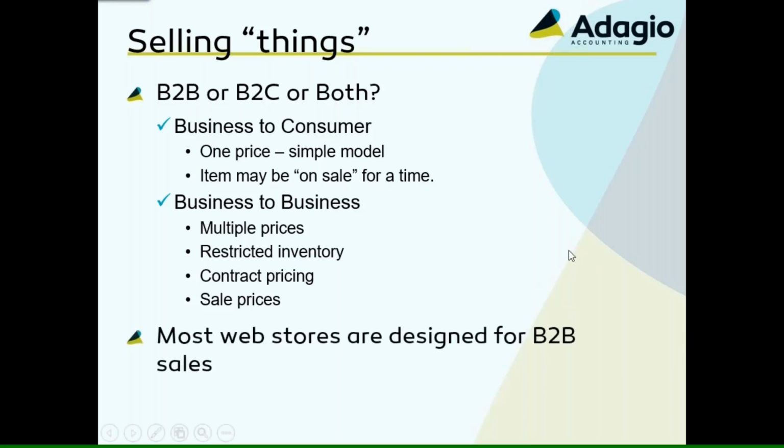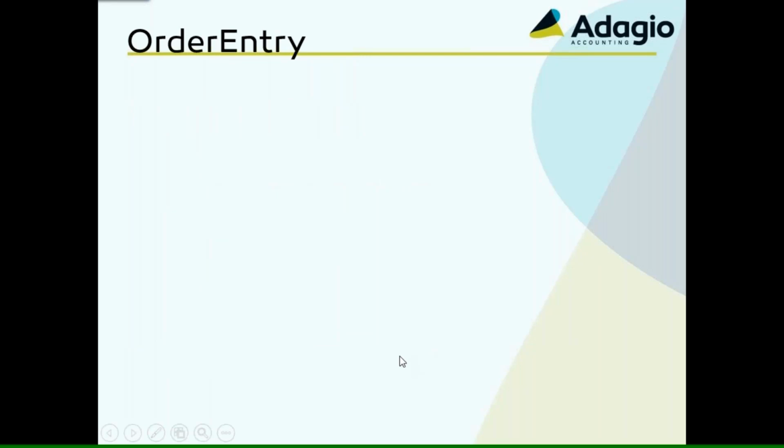Most web stores are designed for business to consumer. Oh, a typo on the slide. I'll have to fix that before we publish it. Okay, most web stores are designed for business to consumer sales. So Shopify and Amazon are designed for business to consumer, and their pricing models are very simple and straightforward. So for those of you who have clients who are thinking of putting up a web store, but they do business to business selling, you may want to make sure that the pricing models are complex enough to support their particular pricing model. Most of the sales orders, of course, happen in order entry.